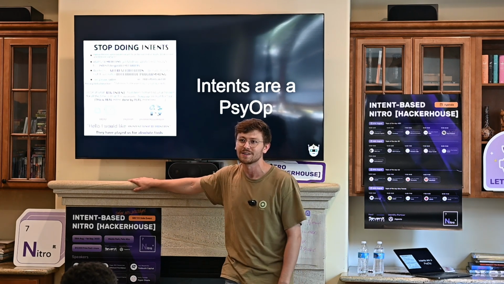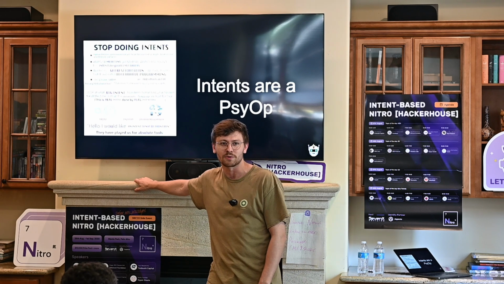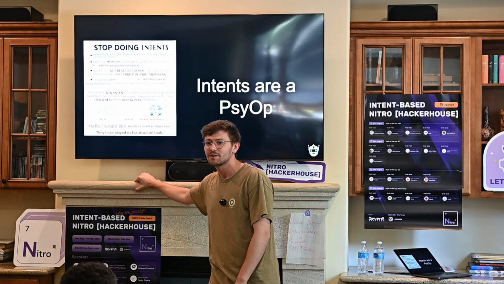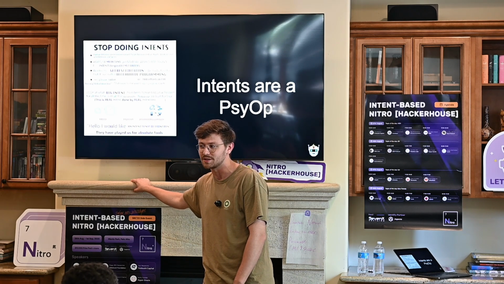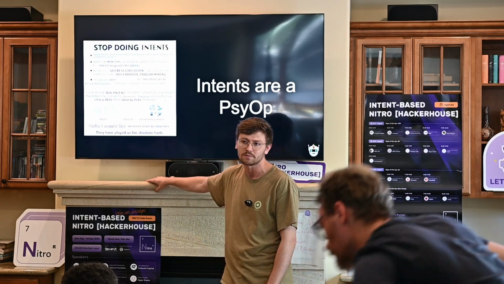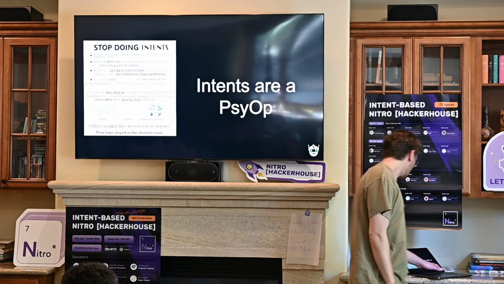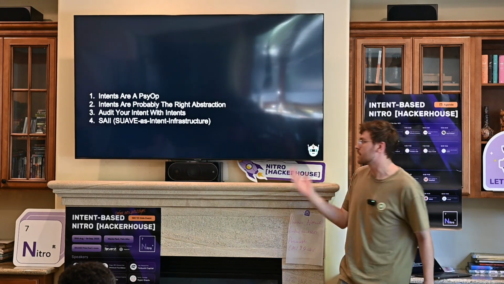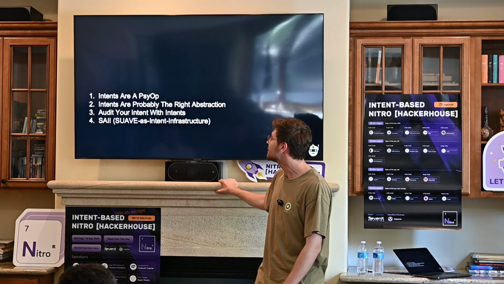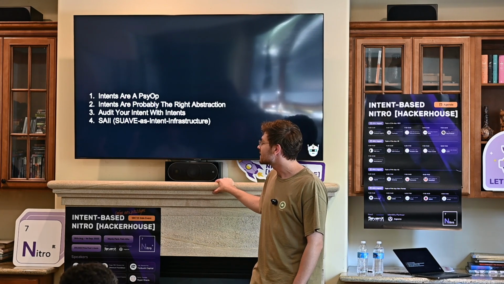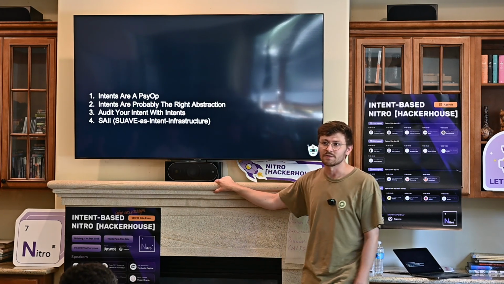I think that's also a little bit of a spoiler for the rest of the talk: front running is still very possible with intents. It doesn't totally solve that. It can move it in a meaningful direction, but yeah. Cool. So this is the rough arc. Intents are a PSYOP. Intents are probably the right abstraction. Audit your intents. And then Suave as intent infrastructure.